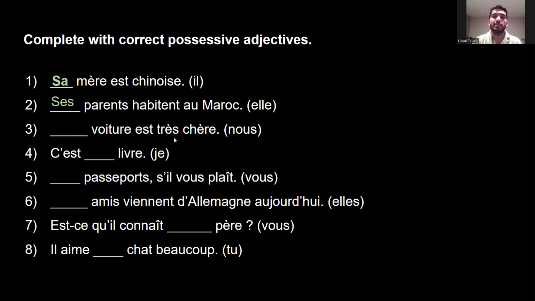Dash voiture est très chère. And what we want to say here is our car is very expensive. Okay, our. So to say our, it's notre. Notre. Okay? Notre voiture est très chère. Okay? Notre voiture est très chère.